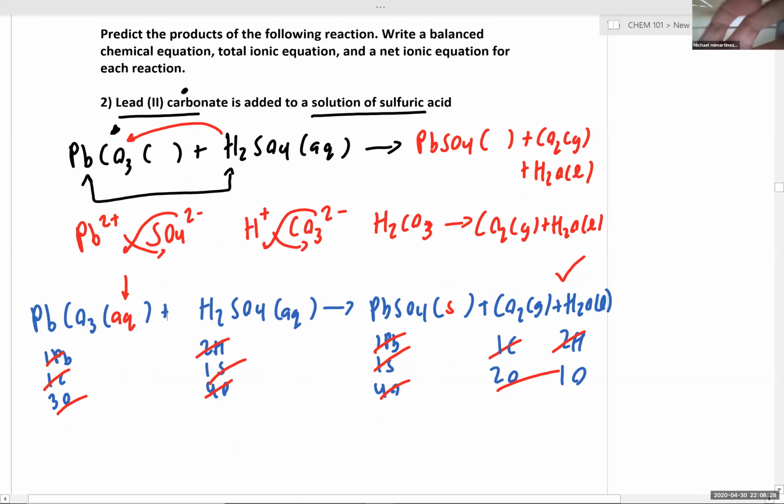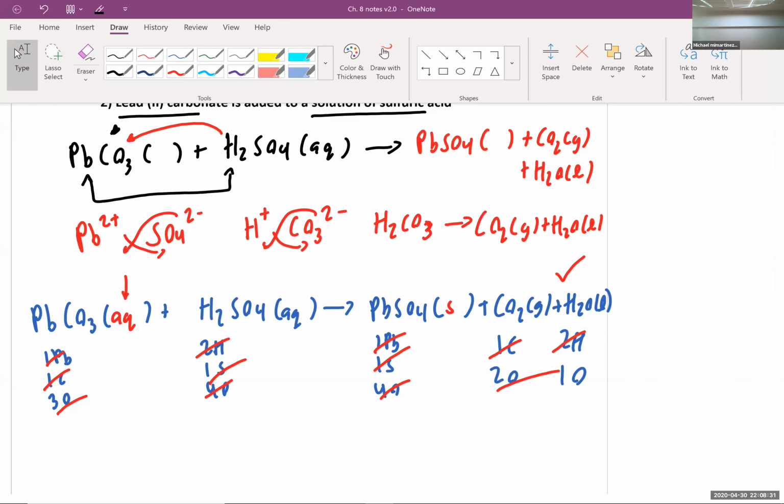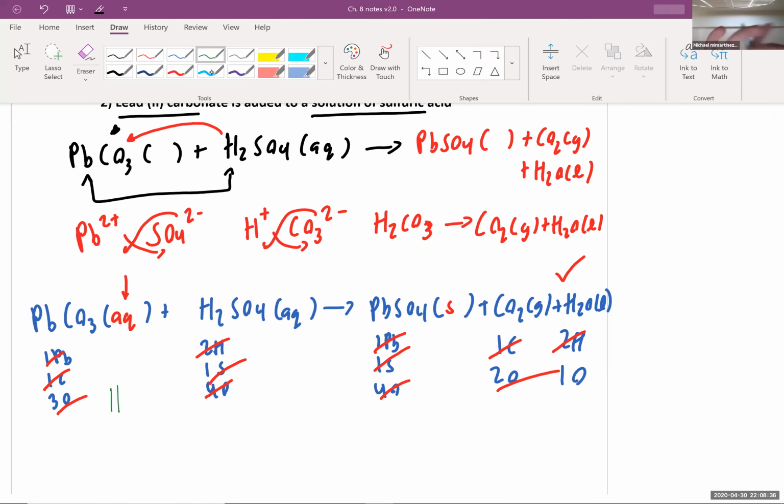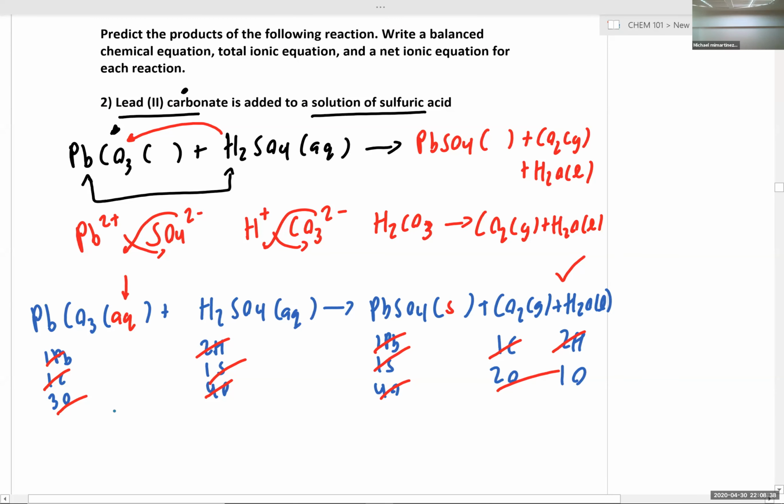Okay, now that we have a balanced equation, we're going to dissociate all of our soluble species. I don't know why I kept putting aqueous when they should get a solid. So both lead carbonate and lead sulfate are insoluble. Looking at lead carbonate, do we dissociate lead carbonate? No, we keep it together because it's an insoluble species.